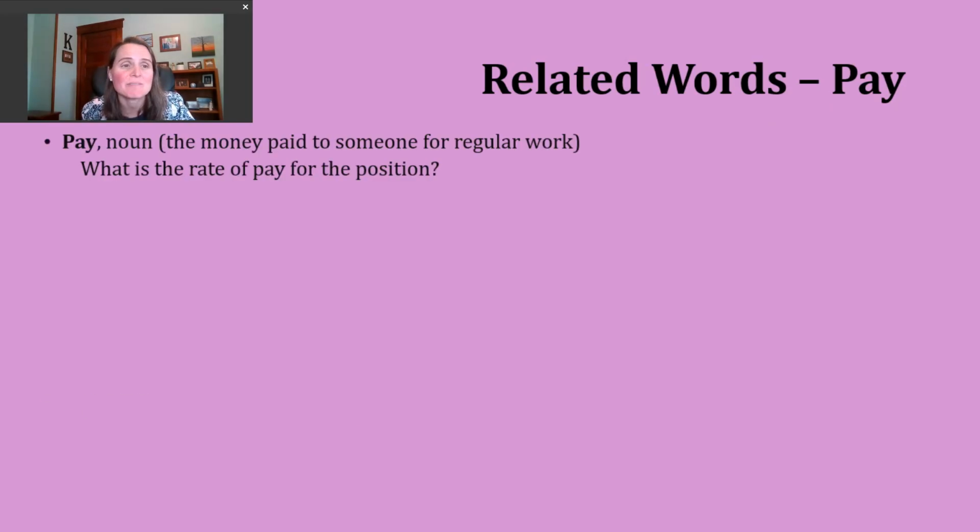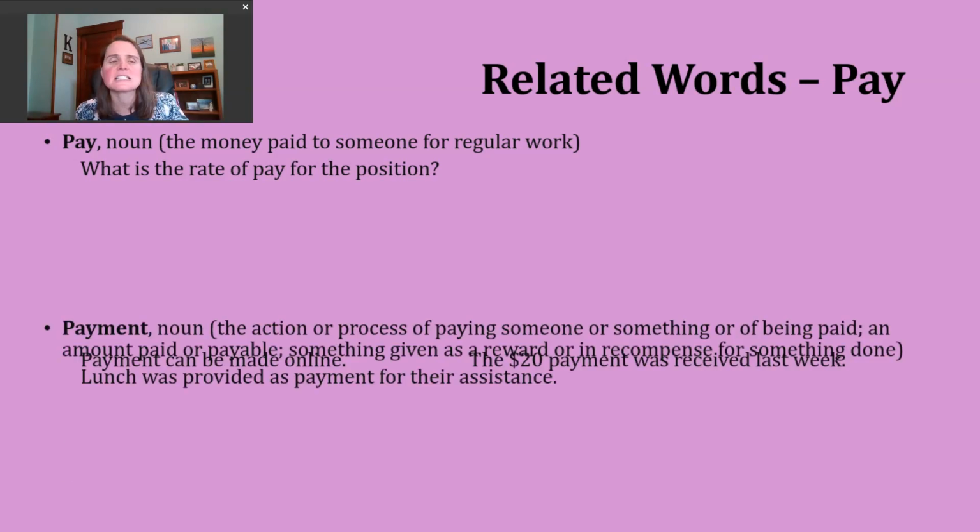Now, let's spend a moment looking at some words that are related to our verb pay. And the first word we're going to discuss is just the noun form of this word. The noun pay has the exact same spelling and the exact same pronunciation. When we use this word as a noun, we're talking about money, and particularly, money that has been paid to someone for their regular work. So an example of this might be, what is the rate of pay for the position? Right? We're kind of wanting to know, what do you get paid hourly? $10 an hour, $15 an hour, or something else.